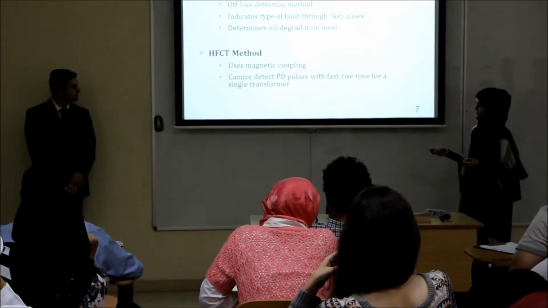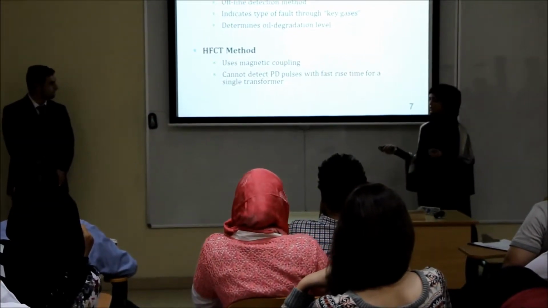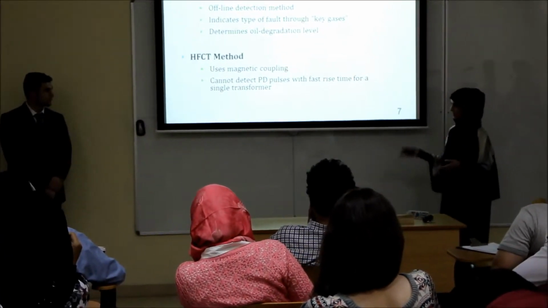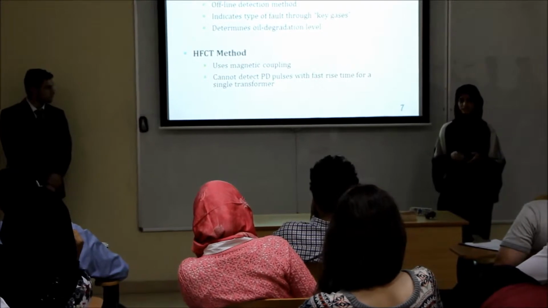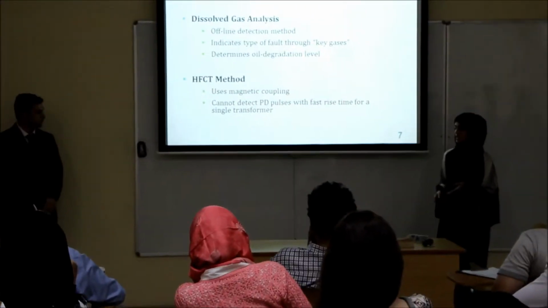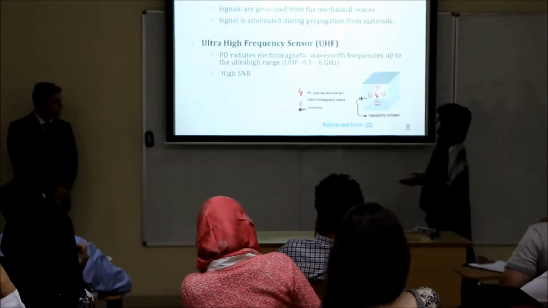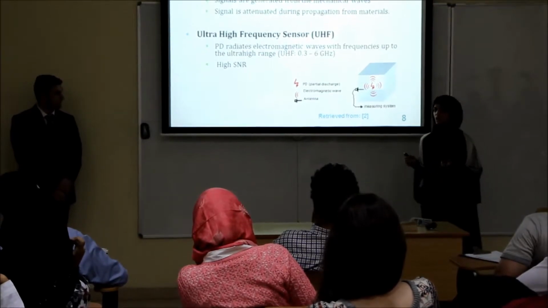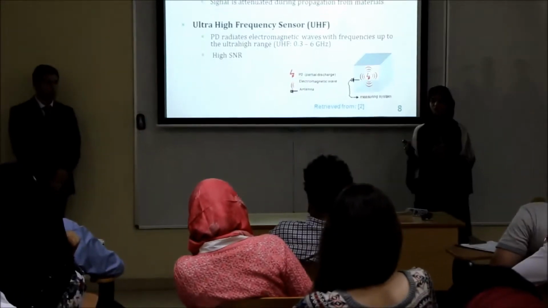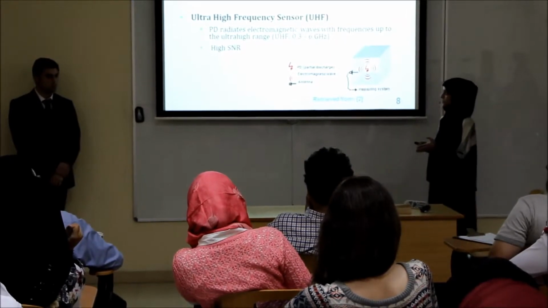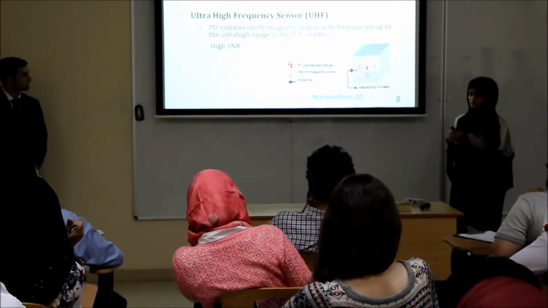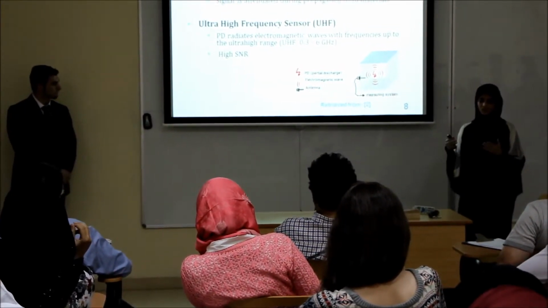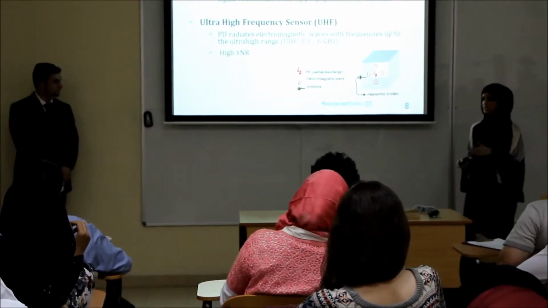For the electrical property of the partial discharge, a high-frequency current transformer is used, which uses magnetic coupling. However, since the HFCT cannot detect PD pulses with a fast rise time, it is not applicable in our project. For the sound property, the acoustic method could be used, in which acoustic signals are generated from the formation of mechanical waves due to the explosion of partial discharge in the transformer. Since the acoustic sensors are placed outside of the transformer, the signal is attenuated during propagation due to the materials within, and therefore has a low signal-to-noise ratio.